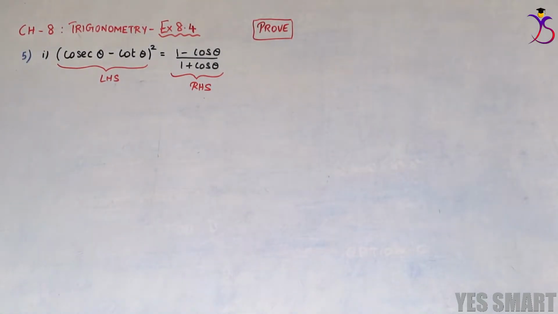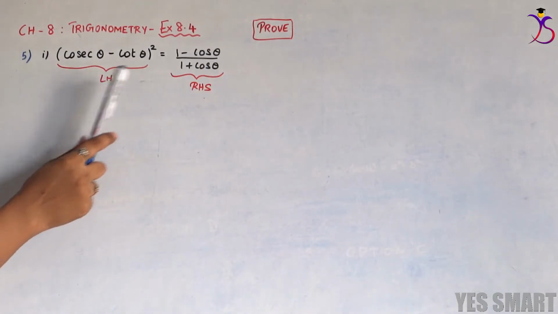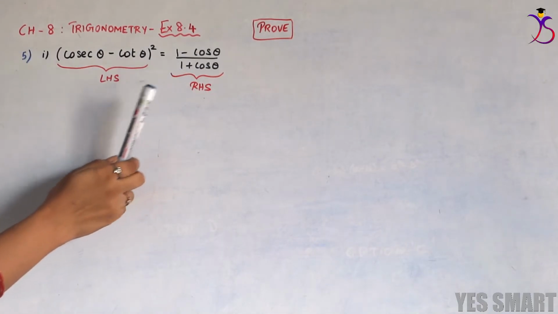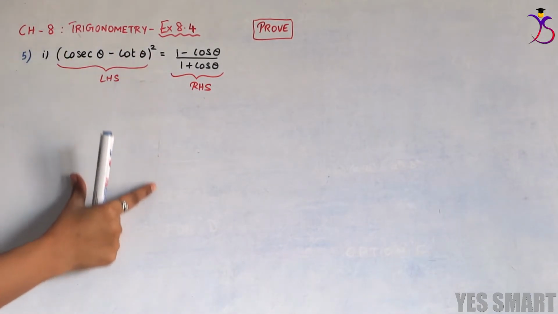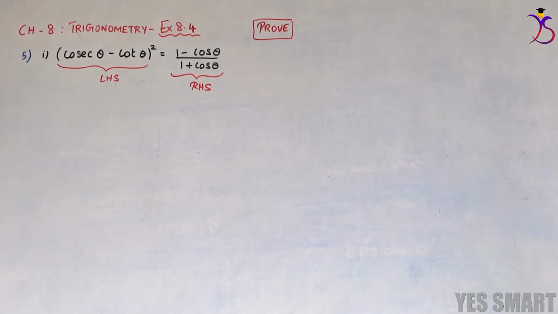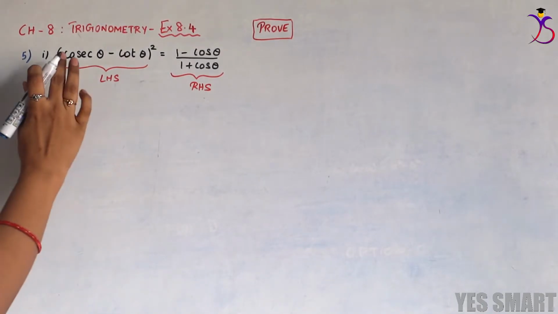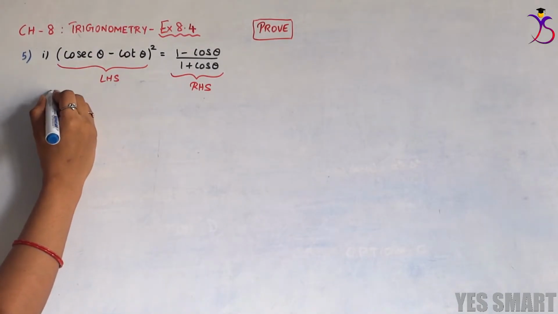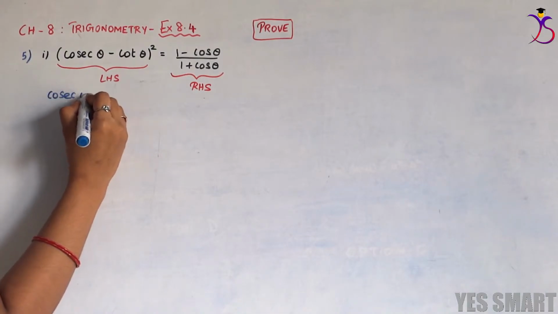Now we are going to solve the fifth sum, fourth subdivision: (cosec theta minus cot theta) the whole square equals (1 minus cos theta) by (1 plus cos theta). All the subdivisions of the fifth sum are proof sums. We have to prove LHS equals RHS. So we will take the LHS and prove that it is equal to the RHS.